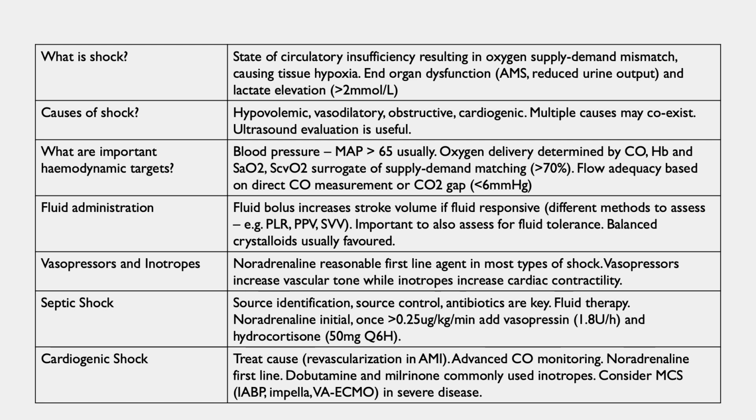In terms of septic shock, source identification, control, and antibiotics are key. Beyond fluid therapy, noradrenaline is usually the first line, and vasopressin and steroids are added when noradrenaline doses are beyond 0.25 micrograms per kg per minute. And in terms of cardiogenic shock, we must always treat the underlying cause, consider advanced cardiac output monitoring, usually in the form of a PA catheter. And in terms of vasoactive agents, noradrenaline is usually started to maintain a blood pressure before dobutamine and milrinone are added. And importantly, mechanical circulatory support should be considered in severe disease.